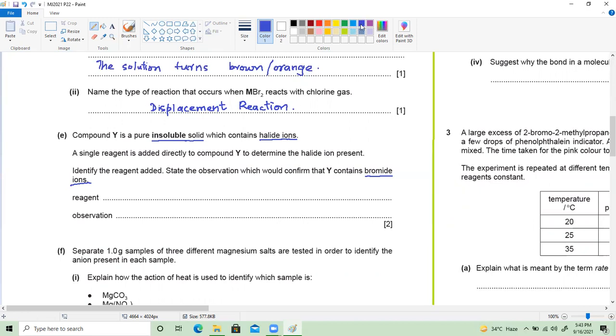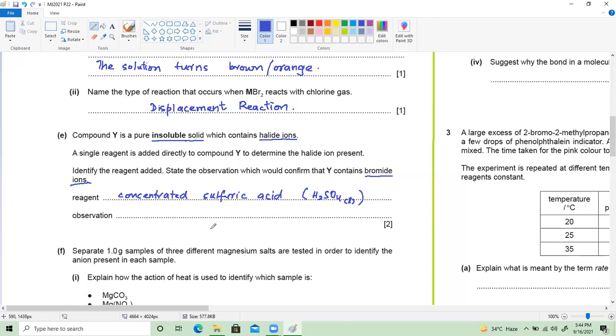So, ammonia? Actually, the reagent is the concentrated sulfuric acid, which is written as H2SO4 (liquid). This is the complete symbol for concentrated sulfuric acid.